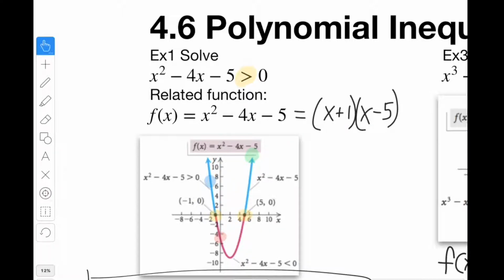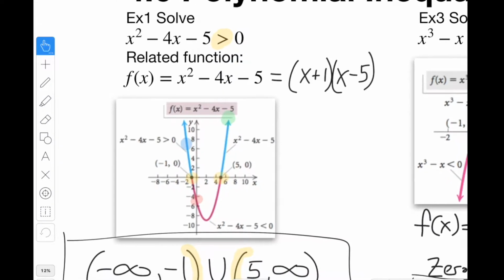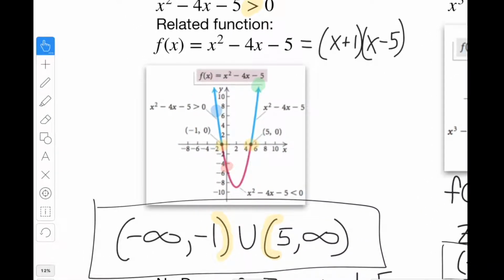So therefore, just looking at the graph, you used Desmos to figure out that the original inequality is going to be greater than 0 from negative infinity up to negative 1, not including negative 1, and then also from 5 to positive infinity. We got these numbers from the zeros, and then we got the fact that these are not included by this greater than symbol.